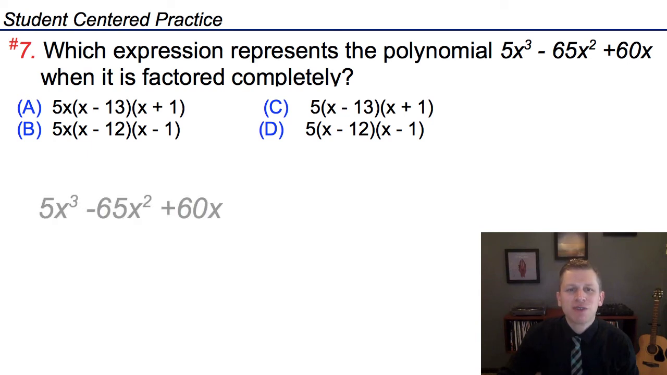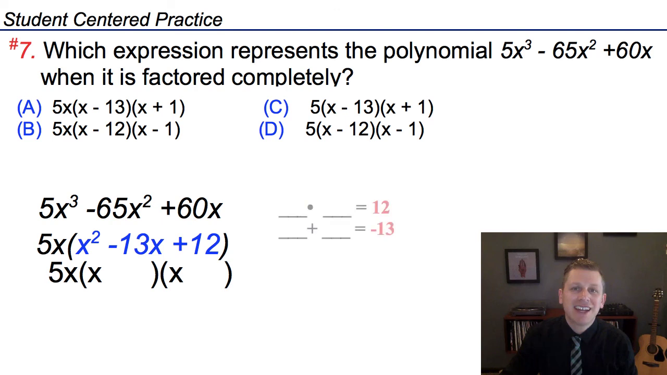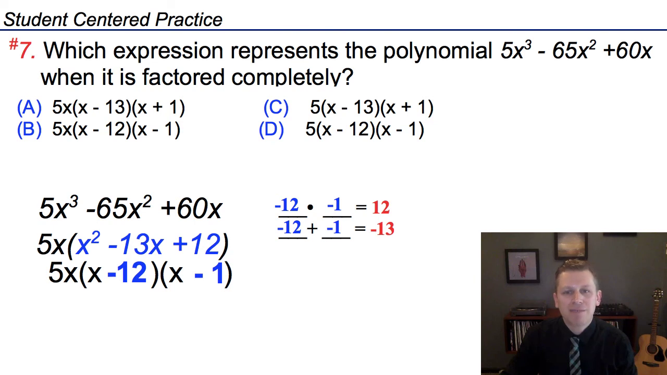Let's see if you can factor this expression completely. First thing I want to do is rewrite the problem and take a look if I have a GCF. This one certainly has a GCF of 5x, so I'll factor that out. Once I factored that out, this is the remaining expression, and I look at what type of factoring remains. This one is clearly trinomial factoring. Now I look for two numbers that multiply to 12 and add to negative 13. Those numbers are negative 1 and negative 12, so I place them in that binomial product.